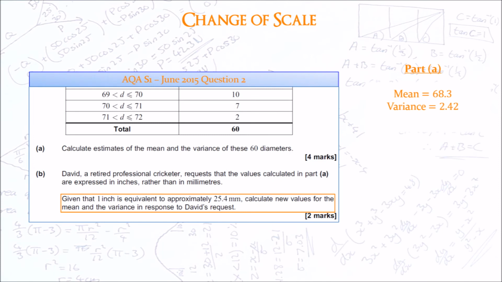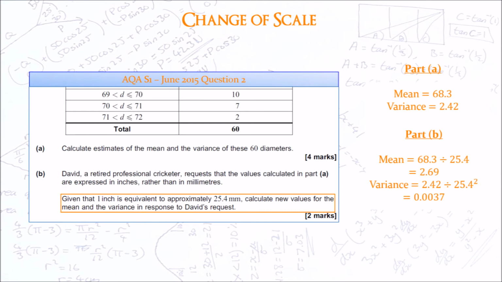And the final one we're going to have a look at is June 2015 here. Earlier on in the question, we worked out the mean to be 68.3 and the variance to be 2.42. It says, given that 1 inch is equivalent to approximately 25.4 millimeters, calculate the new mean and variance. To go from millimeters to an inch, we're going to divide by 25.4. So our new mean is going to be 68.3 divided by 25.4, which in this case is 2.69.